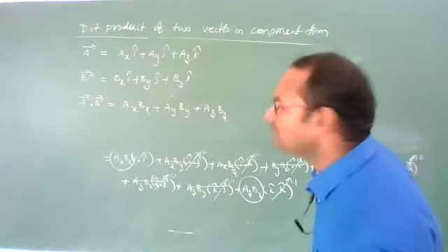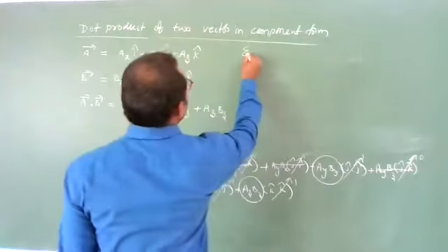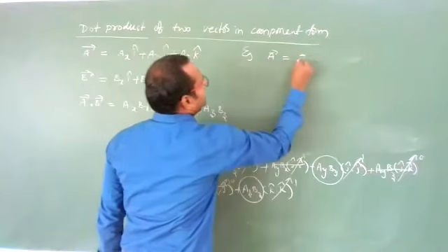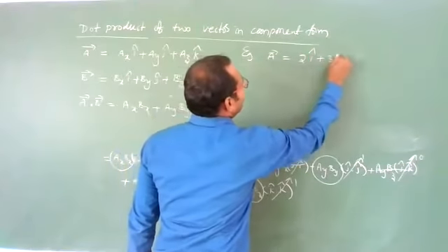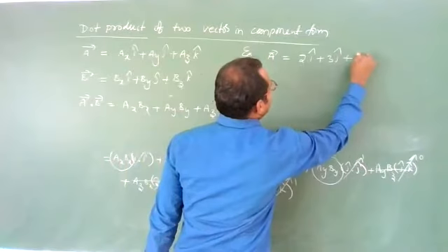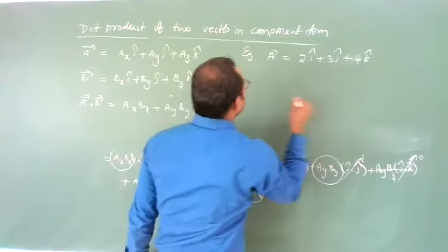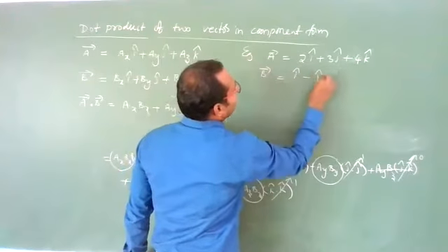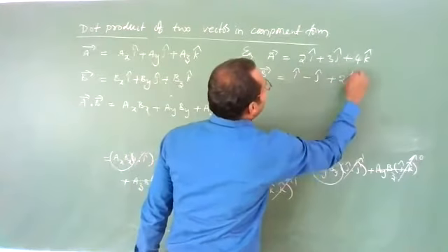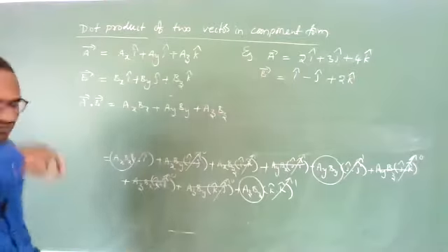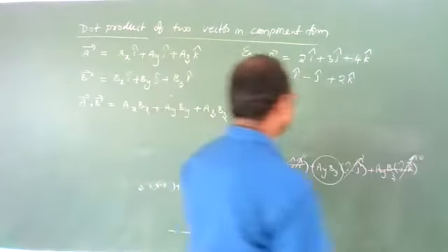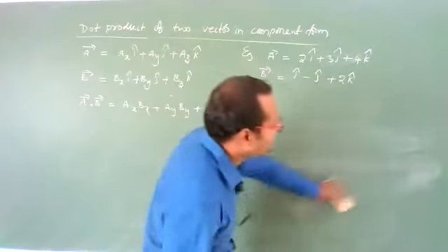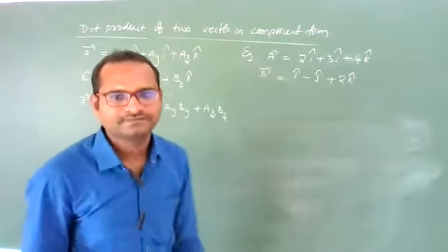Okay? Now, let us take one example. Example, students. Let us suppose A bar value is 2i cap plus 3j cap plus 4k cap. And B bar value is I cap minus j cap plus 2k cap. Then what will be A dot B? Can you find the A dot B value? Yes, we can very easily.